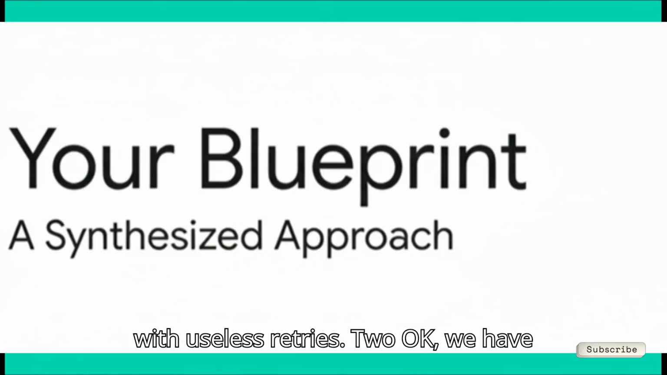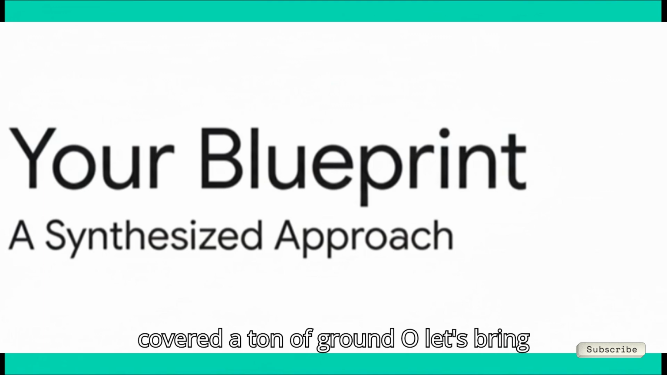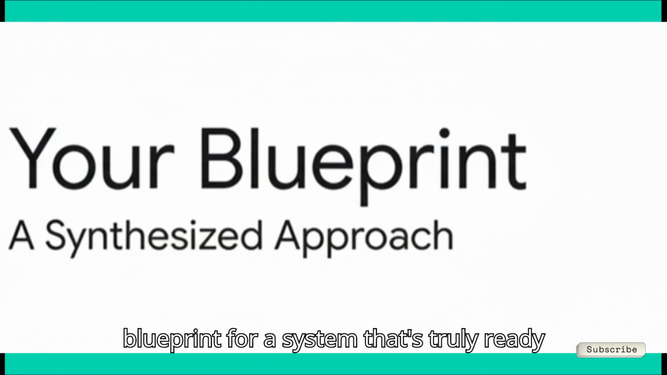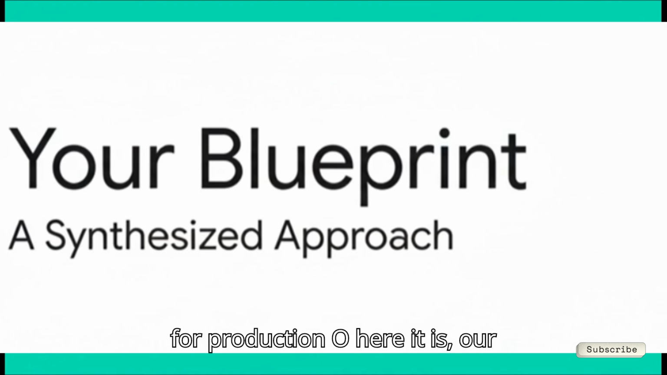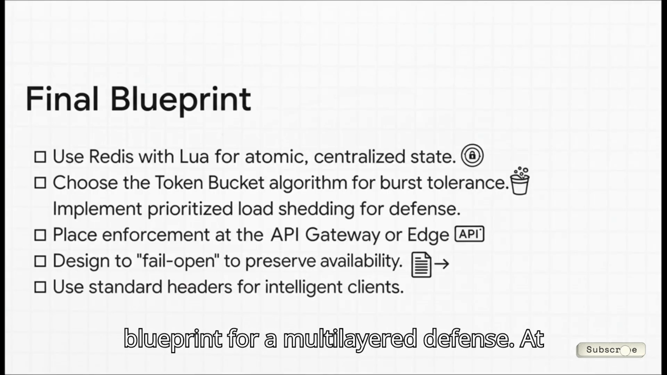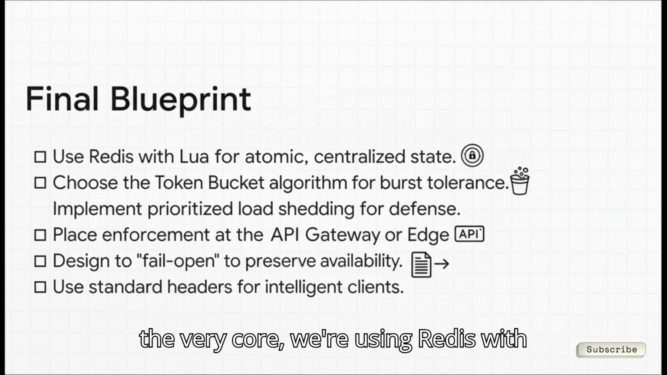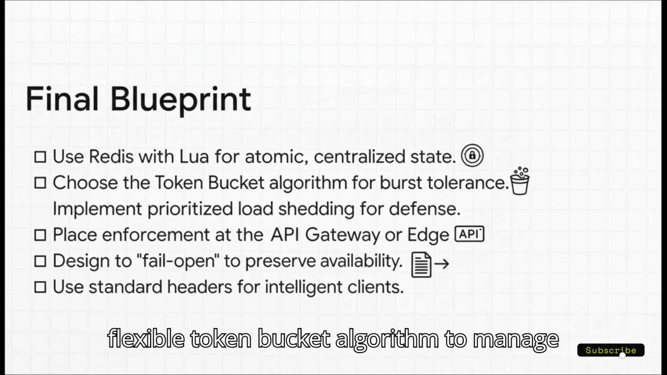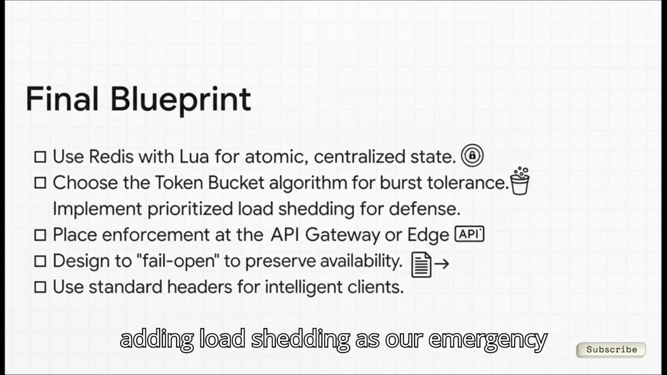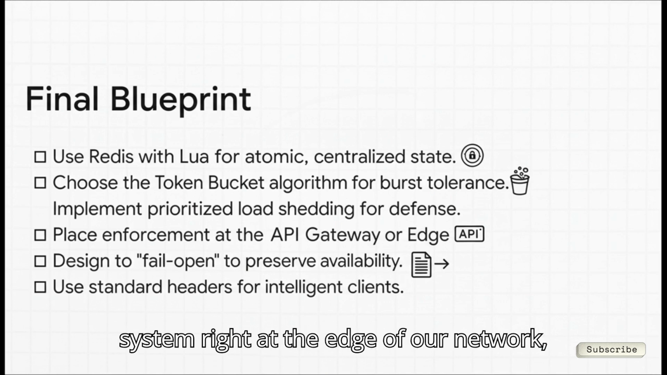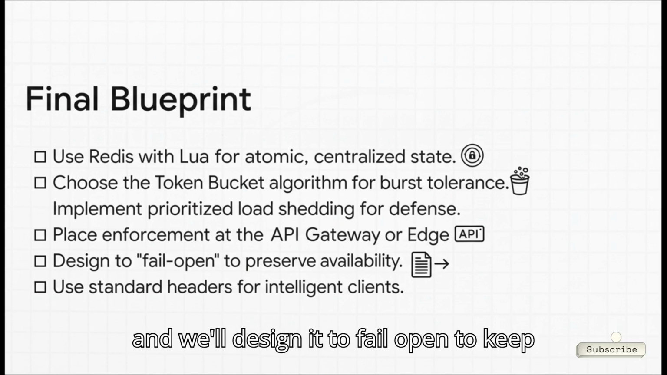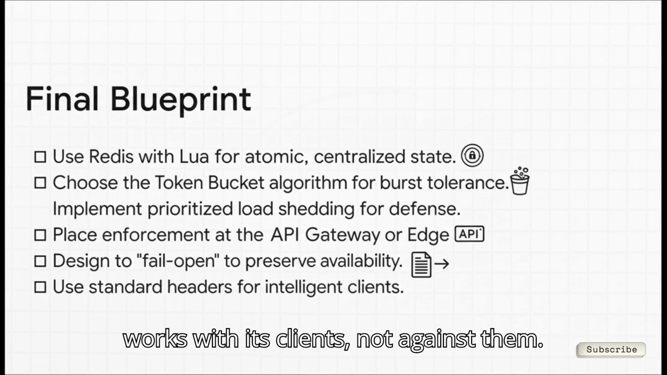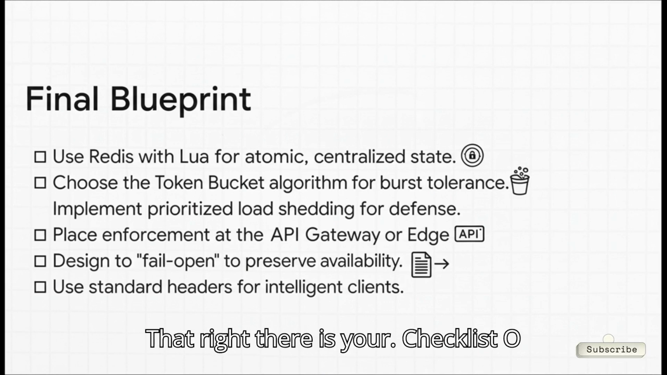Phew, okay. We have covered a ton of ground. So let's bring it all together. Let's synthesize all of these ideas into one final actionable blueprint for a system that's truly ready for production. So here it is, our blueprint for a multi-layered defense. At the very core, we're using Redis with Lua scripts for that atomic, race-condition-free state. We're choosing the flexible token bucket algorithm to manage the normal flow of traffic, but we're adding load shedding as our emergency brake. We're going to place this whole system right at the edge of our network, and we'll design it to fail open to keep the lights on. And finally, by using standard headers, we create a system that works with its clients, not against them. That right there is your checklist.